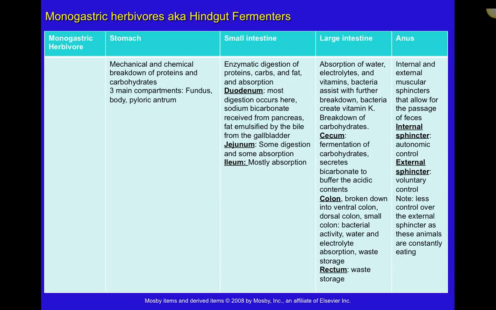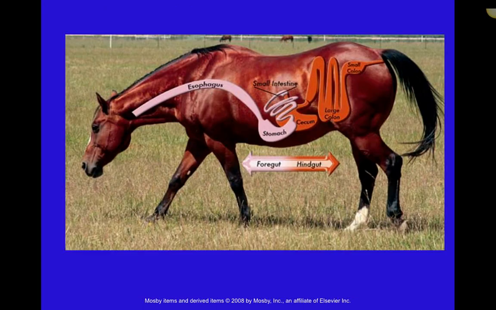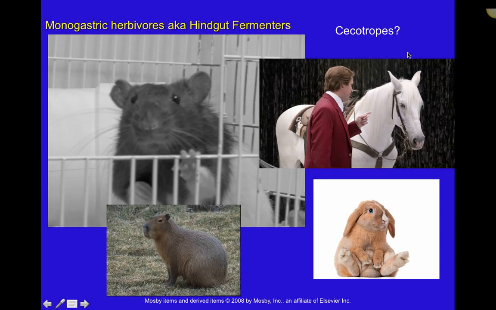Now we're moving on to monogastric herbivores, aka hindgut fermenters. By monogastric, it means that they still only have one stomach. But these guys utilize their cecum a lot better, a lot more efficiently than a canine or a feline would. Looking at our setup here, this is our horse who's a hindgut fermenter. We can break it down: small intestine, stomach, esophagus would be the foregut. For the horse, cecum, large colon, small colon, rectum would be the hindgut. Some examples, not so much Ron Burgundy, but his horse, in fact, is a hindgut fermenter.